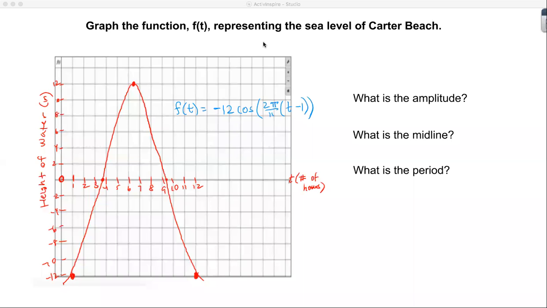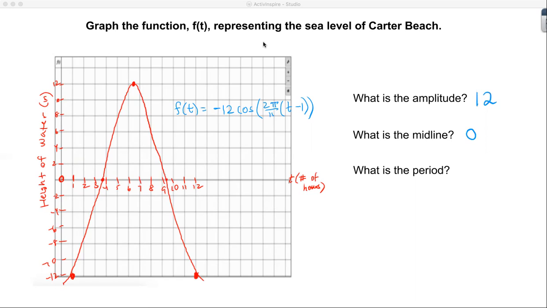Okay, so I've moved the graph to a new slide just so it's a little cleaner and we can see it. The function again, we have it written there, f of t is equal to negative 12 cosine 2 pi over 11 times t minus 1. Let's answer these last couple of questions. What is our amplitude? The amplitude is going to be 12. It's the number in front of the cosine. And we can also see it's because the distance between the midline and the maximum, as well as the midline and the minimum, is 12. Now our midline here is 0. It's the halfway point between our max and our min.